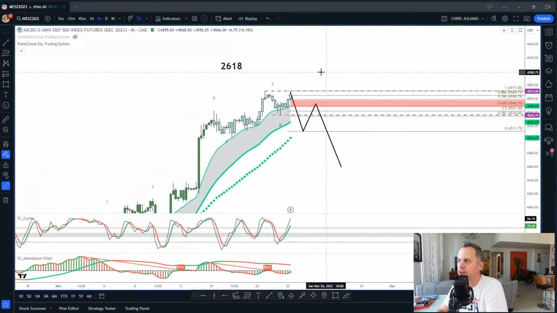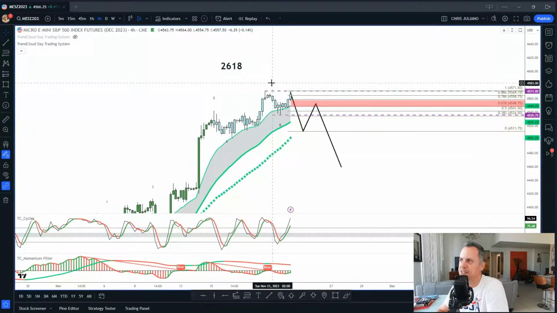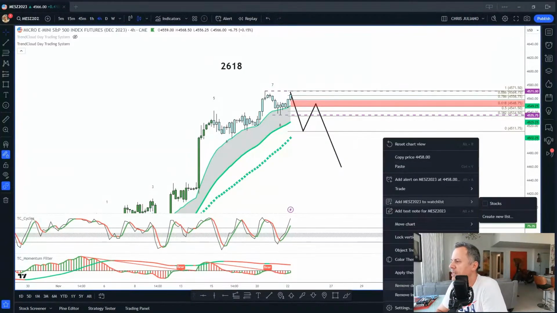Now, I only use this technique when I'm in an extended trend, and you've got to see that number 7 or number 8 wave. So on your TrendCloud, you'll see 5, 6. Once you hit 7, now you can start using that 2618 trade. Okay, so let's go over it again real quick.